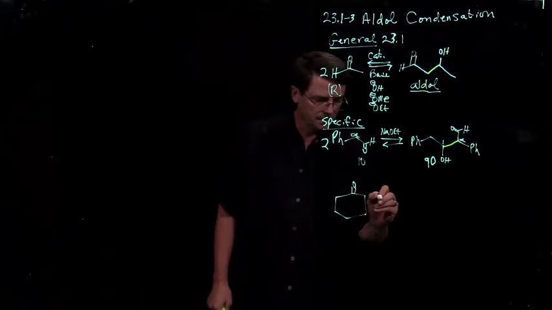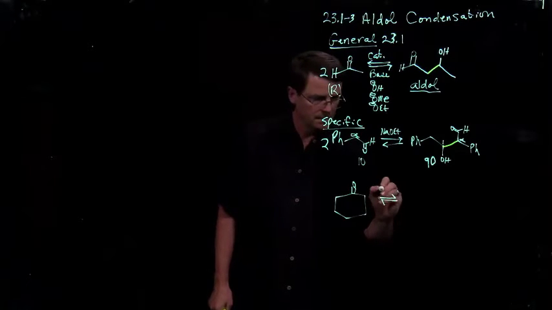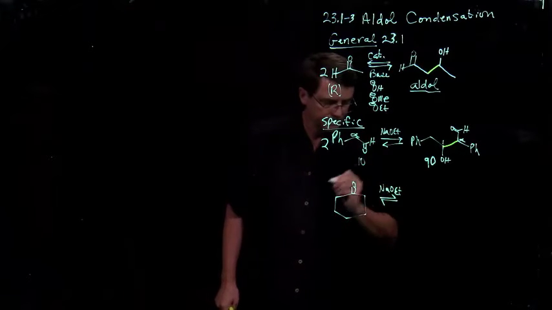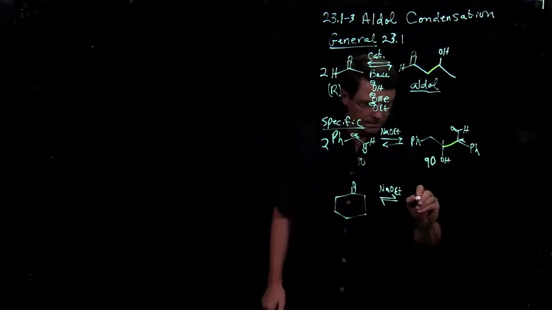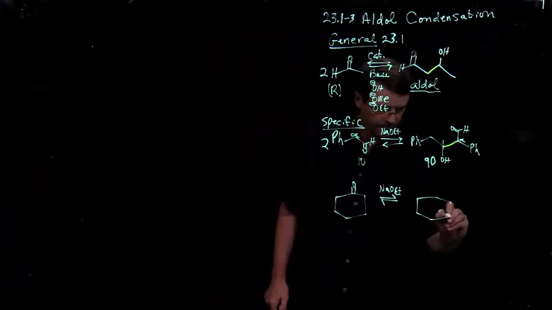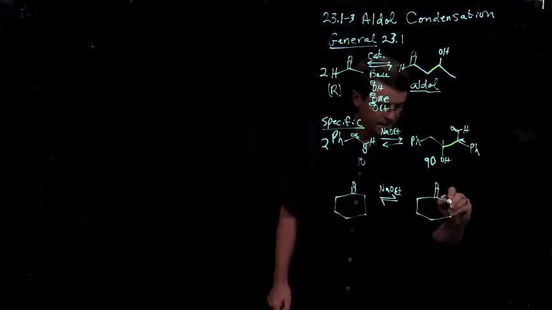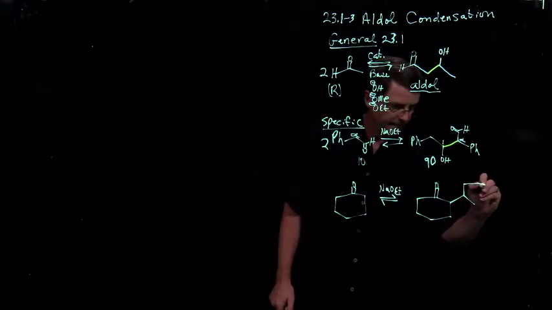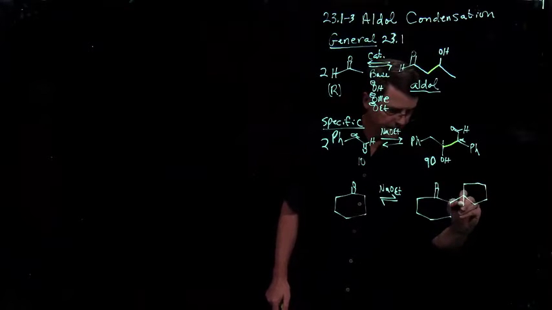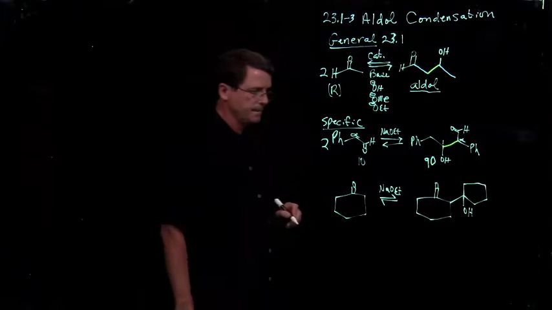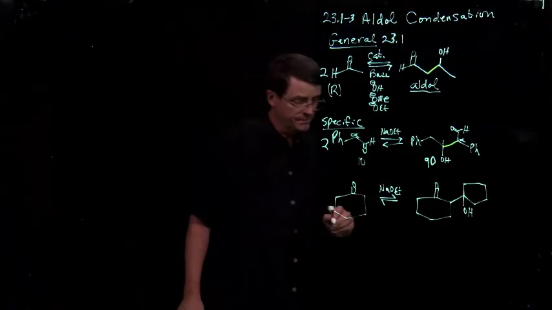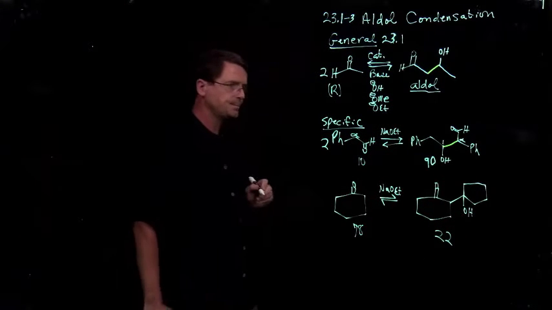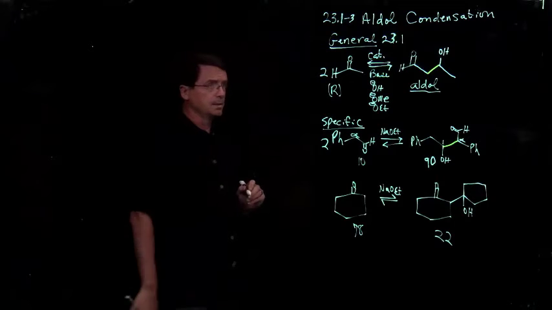Now, if we do this reaction with cyclohexanone, the aldol product, so there's my aldol product. It is in fact disfavored. It's 78 to 22. So how do we make this reaction go forward?